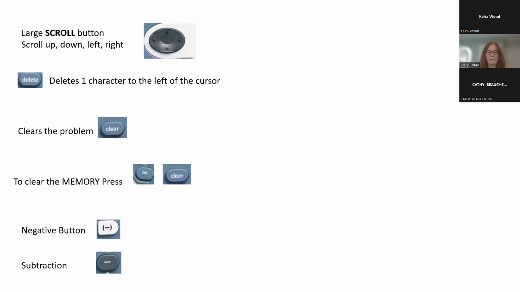Okay, there is a difference between the subtraction button, which is on the right side with the basic math operations keys. So this is the subtraction key. And below, next to the red enter key, is the negative button. They're very different. And if you use them the wrong way, sometimes you'll get an error message.